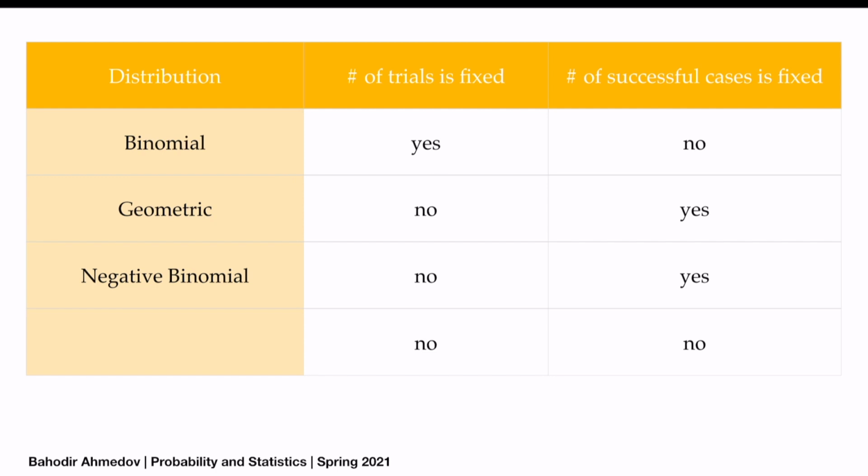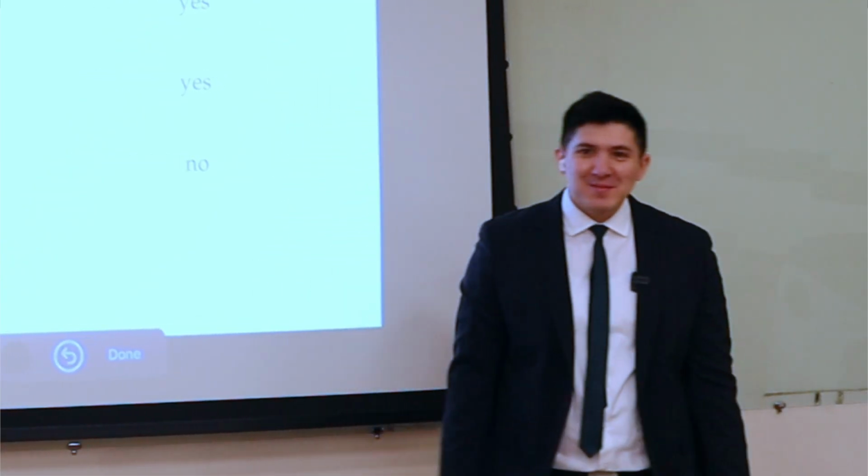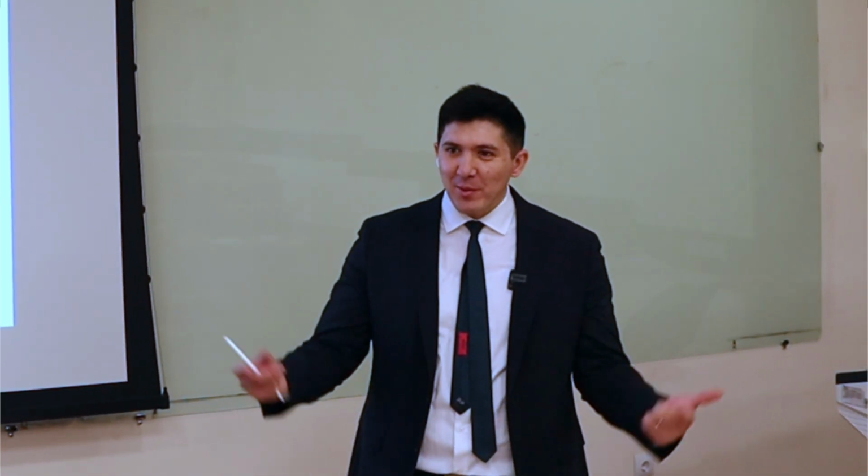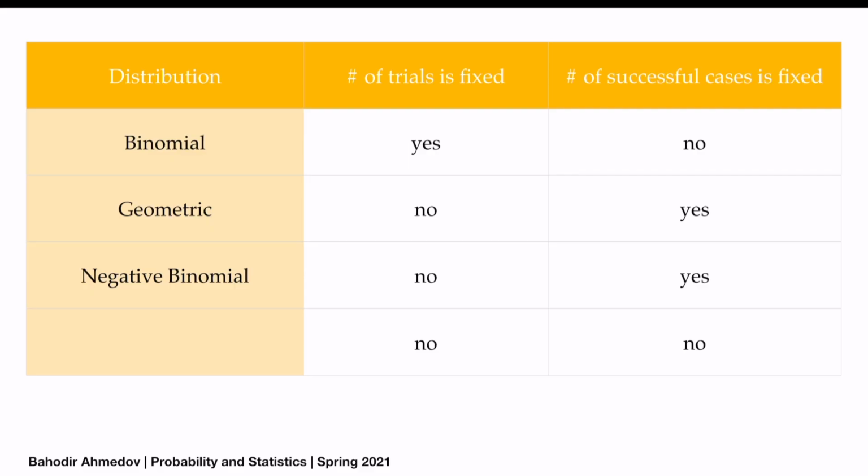So this is almost all of the discrete distributions which we are going to consider, except the last one, when nothing is going to be fixed. The number of trials is not fixed, and the number of successful trials is not fixed anymore. So both of them are going to be variables, okay? So let's consider a couple of examples, and I'm going to try to explain what I mean.